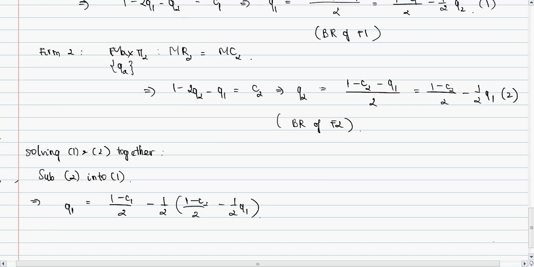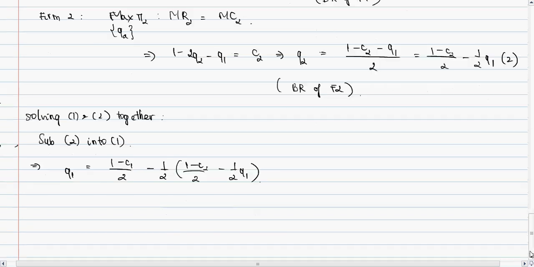Okay, so now as you can see, we have an equation which only includes Q1. So solving this equation for Q1 is easy. Okay, so I'll rearrange it. I'll expand everything first. So I've got Q1 here on the left hand side still there, (1 minus C1) on 2 minus 1 on 4 (1 minus C2) and plus 1 on 4 Q1.